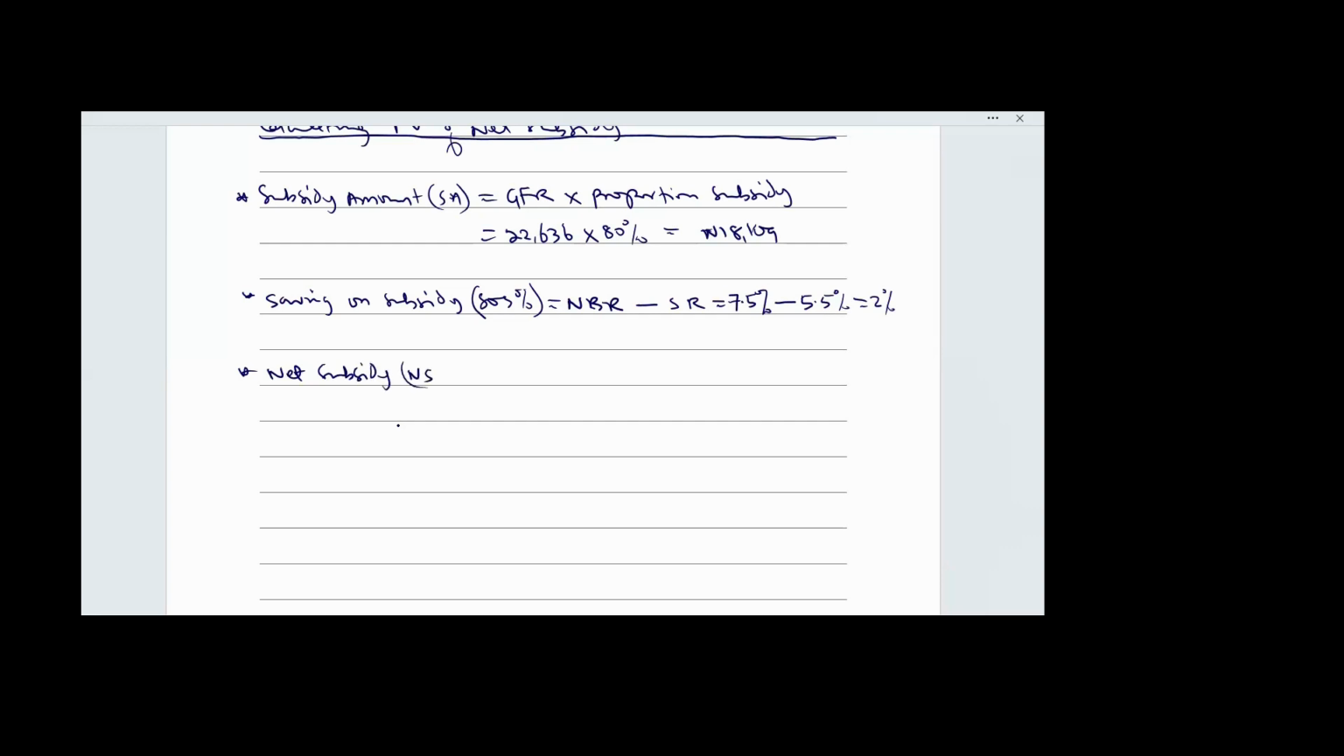Net subsidy, NS. So net subsidy is calculated as subsidy amounts multiplied by savings on subsidy multiplied by 1 minus tax rates. Therefore, sorry, not issue cost amounts, subsidy amounts. So I intended to say subsidy amounts. Here is SA, subsidy amounts multiplied by savings on subsidy in percentage, then multiplied by 1 minus tax rates.